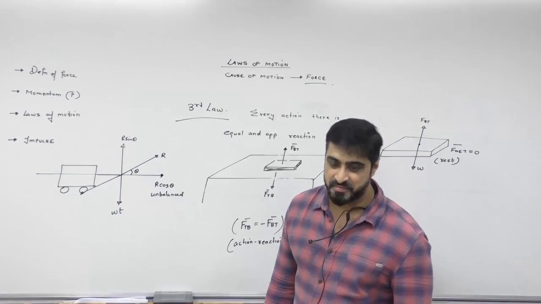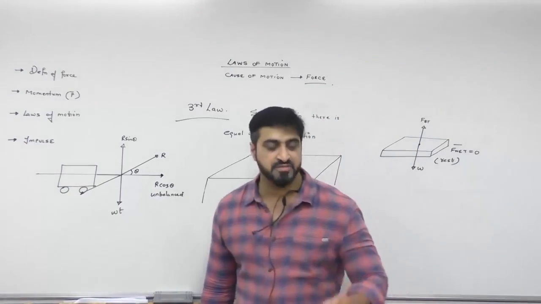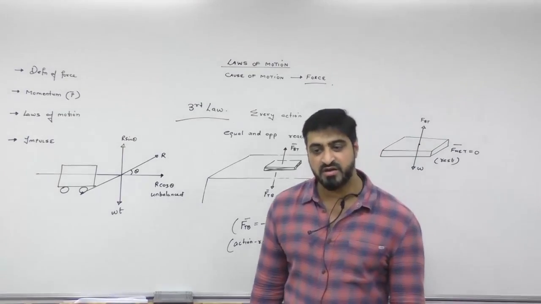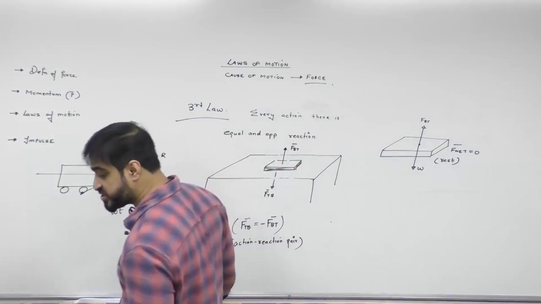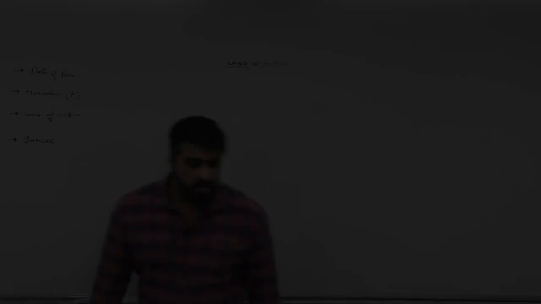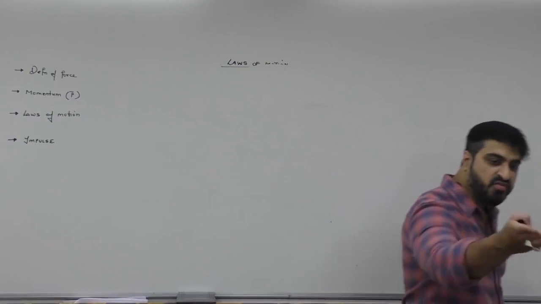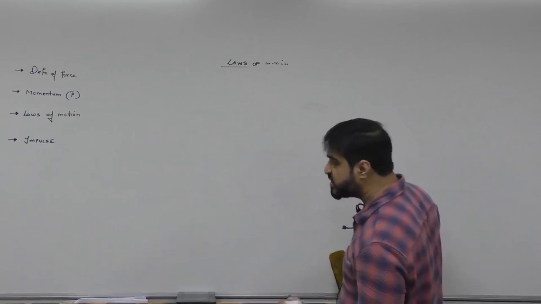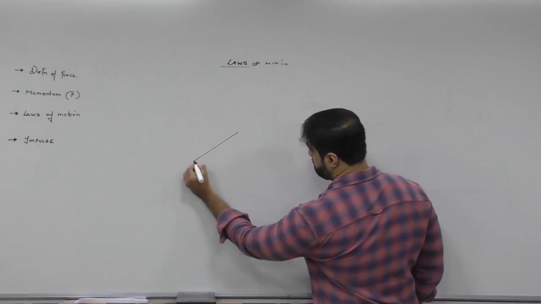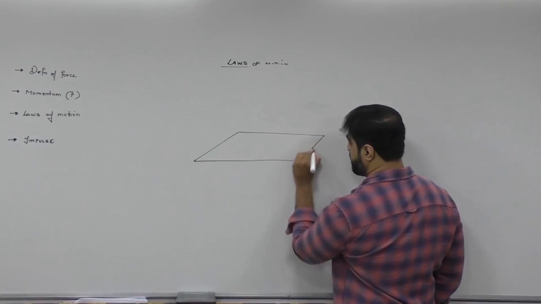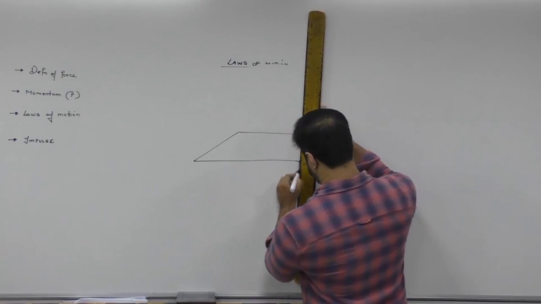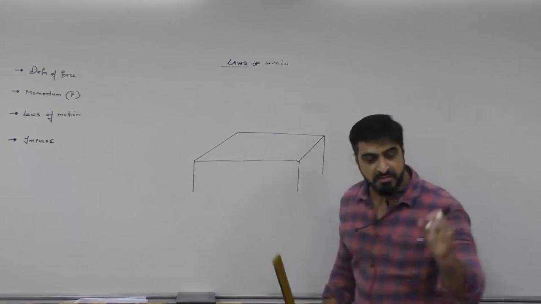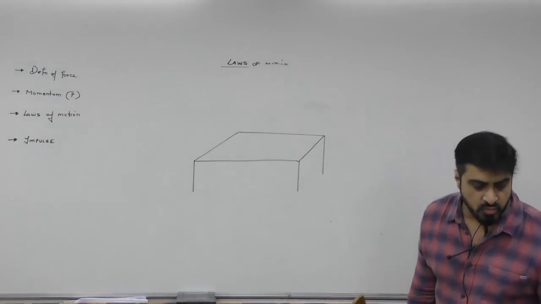Is it understood? This is action reaction. And many questions of free body diagram are all done by Newton's third law. This is an action reaction pair. Rather than drawing the free body diagram of the book, if you want to draw the free body diagram of the table, no problem. This is the table. Right? Imaginarily you remove the table, not the book.